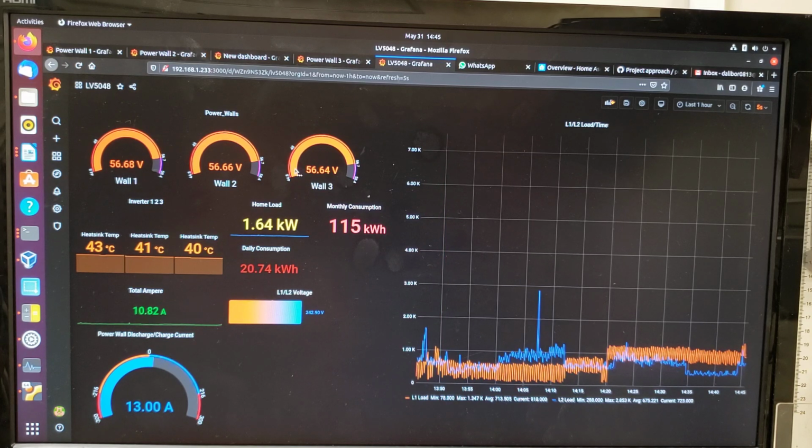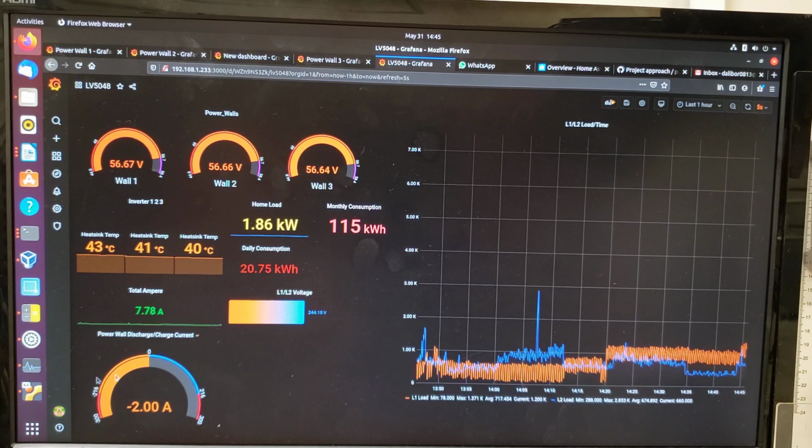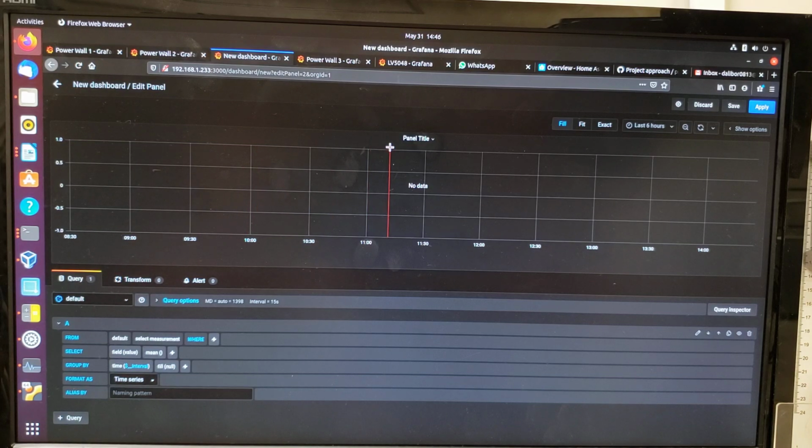And then I have incorporated all three Powerwalls on my main Grafana display page, together with the heatsink temperatures, the home load, and the charge and discharge current. Now, why is this good? Well, here's the thing. There are 48 modules total, divided across my three Powerwalls. I can also do a charge and discharge profile of each module for those 48 modules.